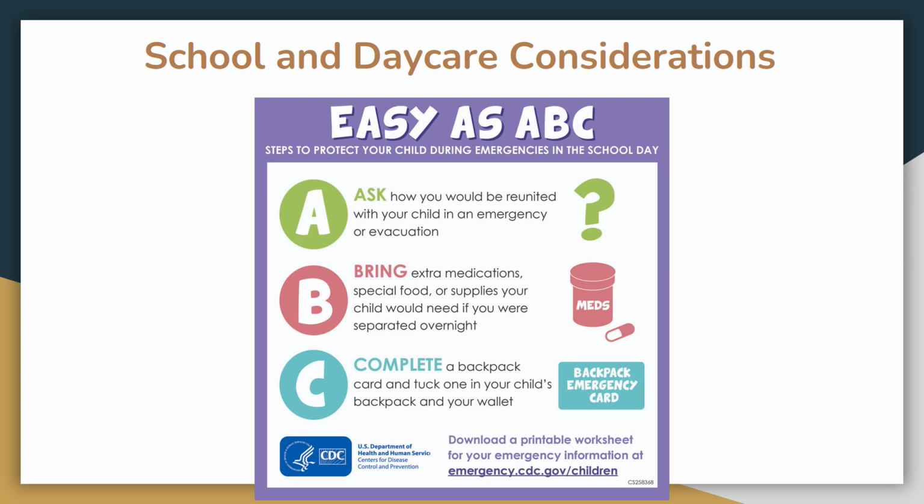And then for B, bring. It is possible that in an emergency, your child may have to stay overnight at the school. So you need to think about what they would require for an unplanned sleepover. Think about their medication, any special equipment, food, whatever your child might need for an overnight stay. And then does the school have a stockpile of that? So talk to them, ask them if they have that, or is that something that you can provide? How do you fill that need for your kid?